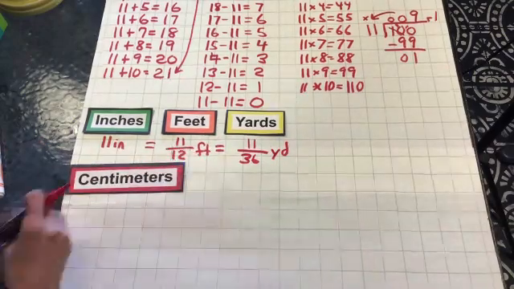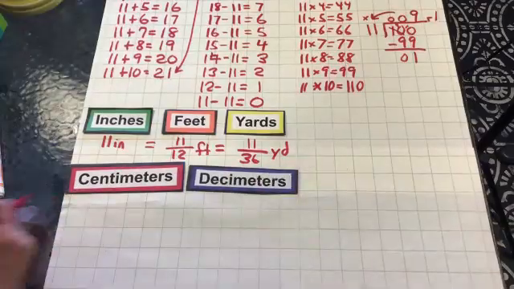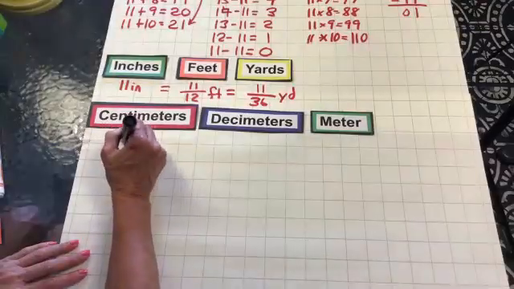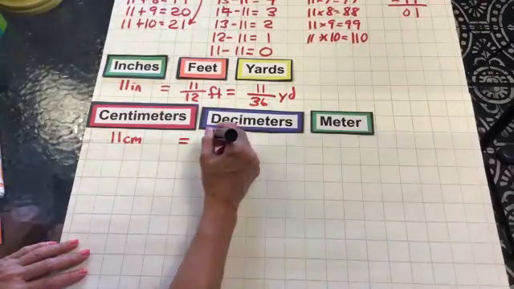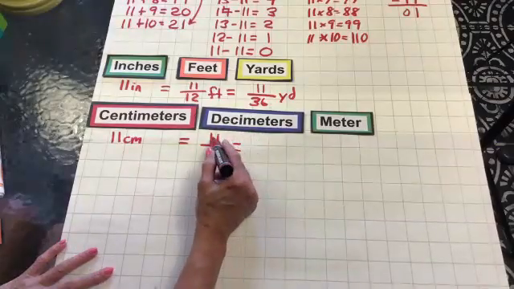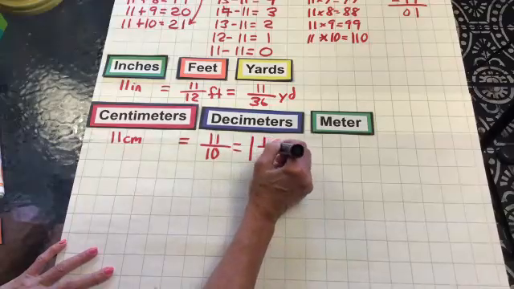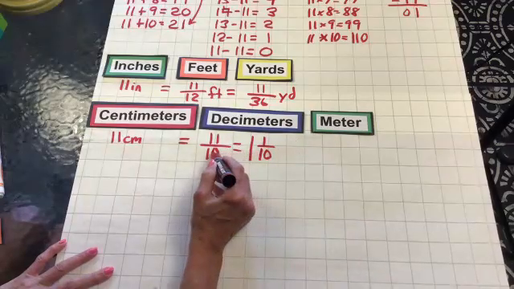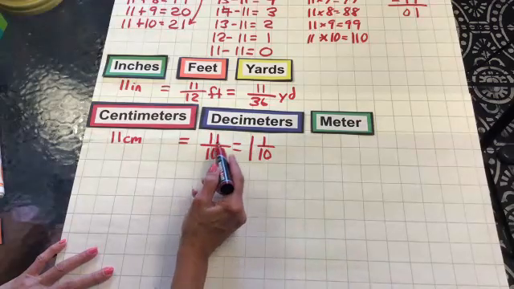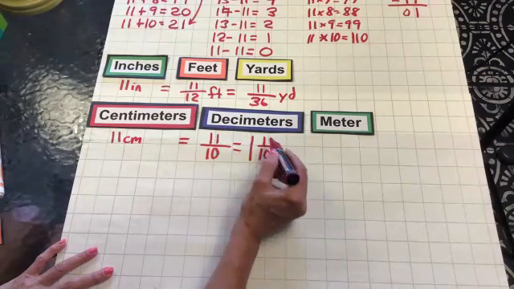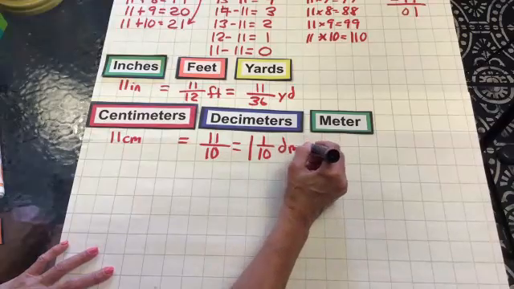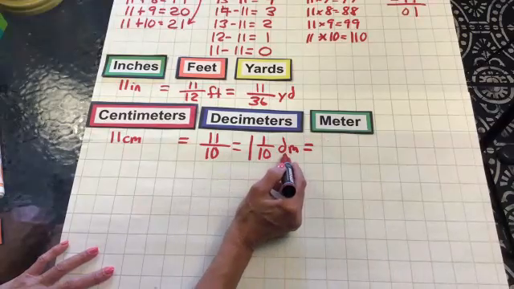All right, let's go into metric. So our metric, if we have 11 centimeters, that is equal to 11 out of 10 centimeters. Whoa, so we can get 1/10 out of 11 with 1 left over the 10. So 10 goes into 11 one whole time with 1 left over. So we take a 10 out of that 11, we have 1 left over. That would be 1 1/10 of a decimeter.